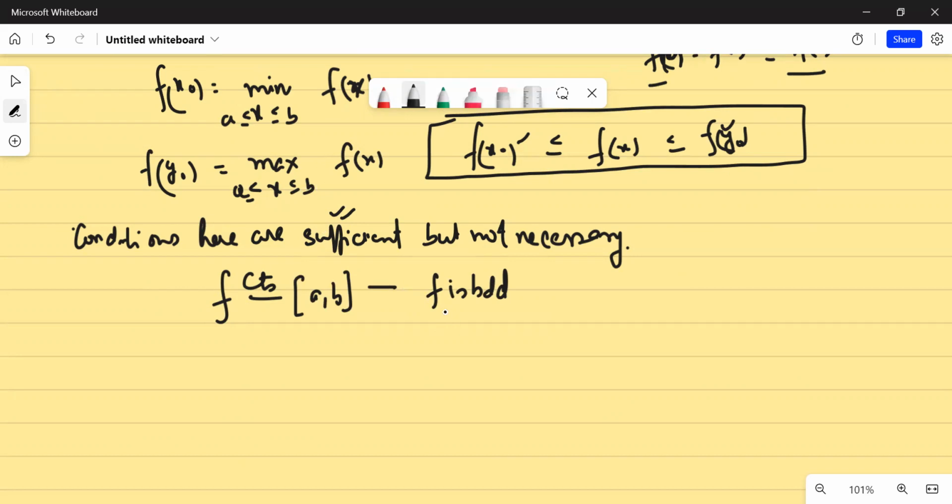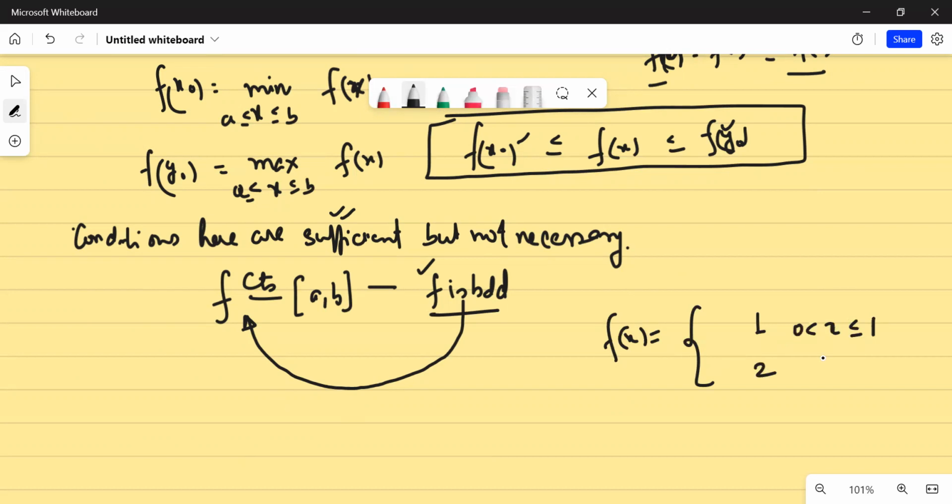That is, it may be possible that your function is bounded, but your function is not continuous. It may so happen that your function is bounded, but your function is not continuous. Is that clear or not clear? Yes, sir. Clear. Okay. So let us take an example to understand this. So let us take a function f(x) given by, let's say, 1 and 2, where it is equal to 0 and 1, and whenever x lies between 1 and infinity.